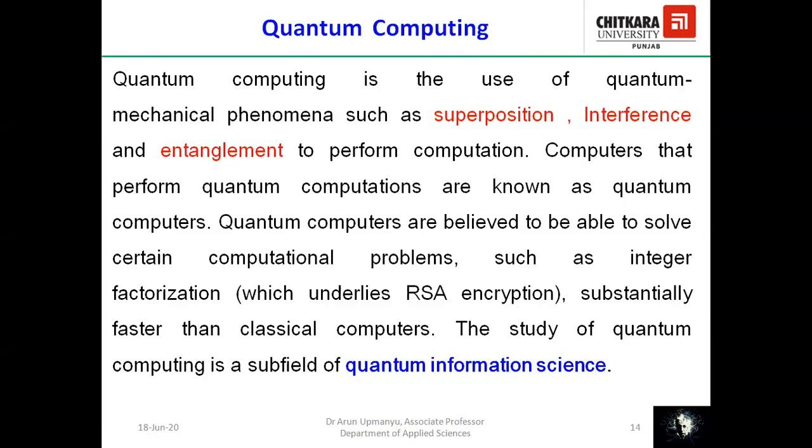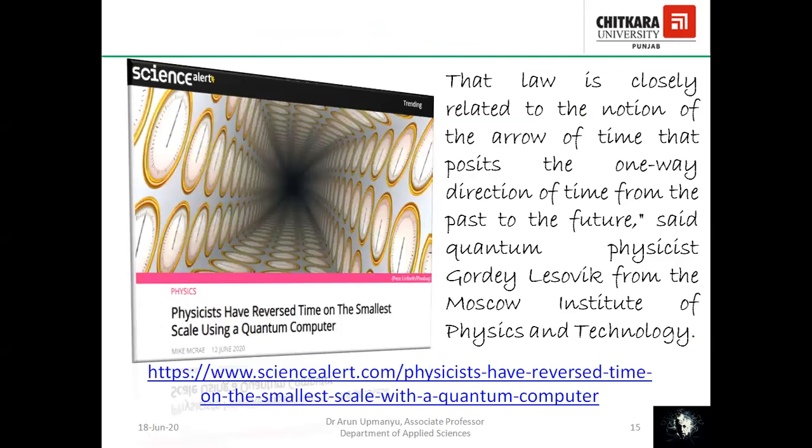So here I have taken this news, which was published in Science Alert on 12 June. Now I'm on 18 June, only 6 days later, and the news says that physicists have reversed time on a small scale using a quantum computer. That is good news for us, that physicists have reversed time with the help of quantum computers. So here I have tried to include the direct application of quantum computers in the reversal of time. Here I have given you the link.